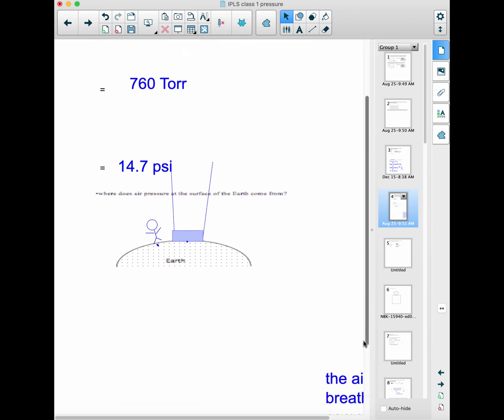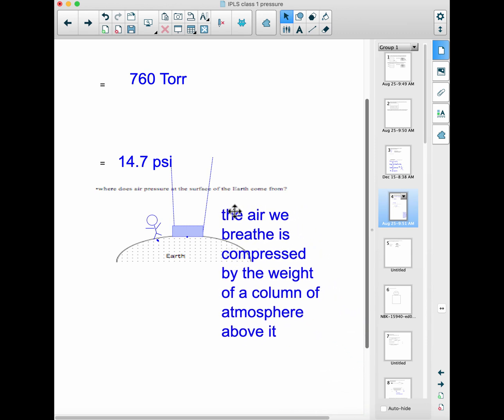So to summarize, here's the text. The air that we breathe is compressed by the weight of a column of atmosphere. It's 50 to 100 kilometers high, depending on where you want to call the edge of the atmosphere. The edge of space is at around 50 kilometers, but there's still some gases up to 100. So we'll give you a sec to jot that down on page 14. And so that's where we get the 101,325 from. It's the weight of all that air up above us.